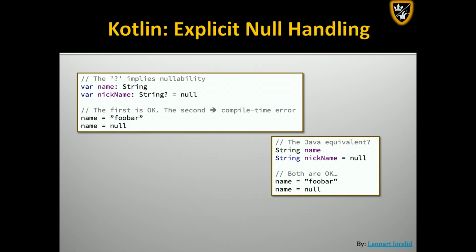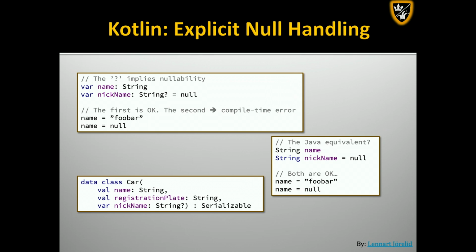In the Java world, it would be exactly the same thing as string name and string nickname equals null. And you can assign null to any variable in Java, right? Because that's not something built into the language. C doesn't have it, so Java didn't have it at the outset. And it becomes really messy to add it on later on.